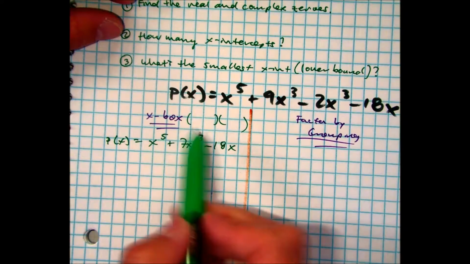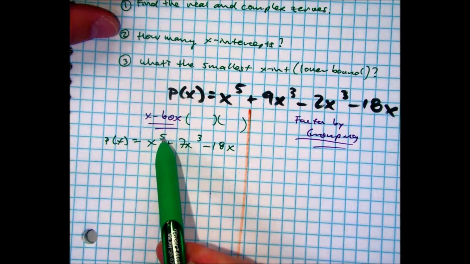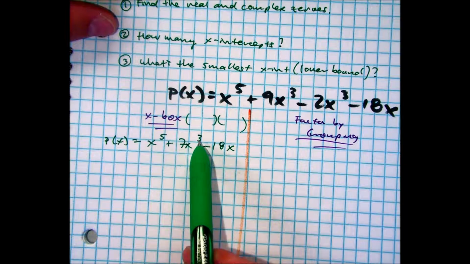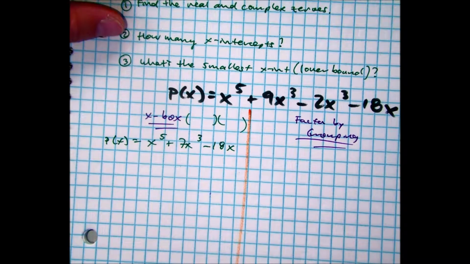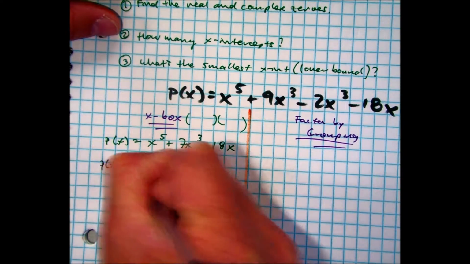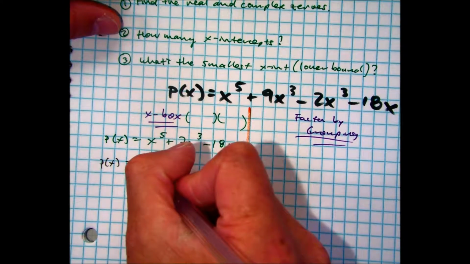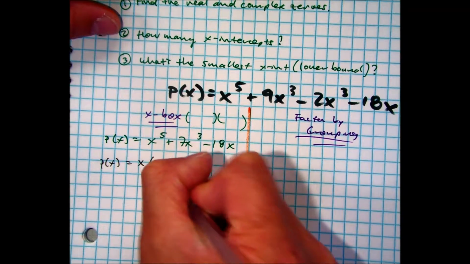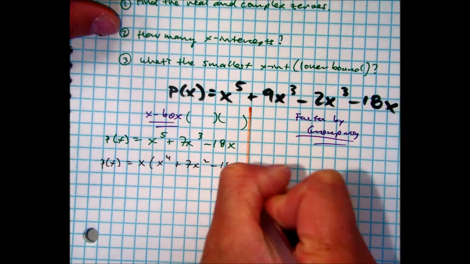Well, I did tell you a secret. How do I know if it's binomials? You get half of this value. Half of 5 should be this value, 2.5. Well, that's not the case. Well, before you do that, you should always, always, always do the GCF first. So if I recognize all of these, what they have in common is the x. So that gives me x to the fourth plus 7x squared minus 18.